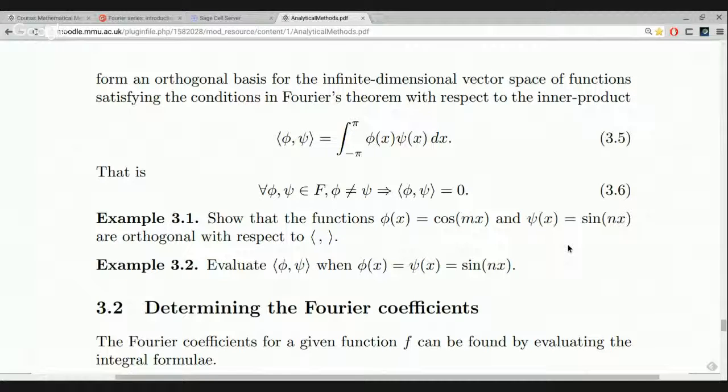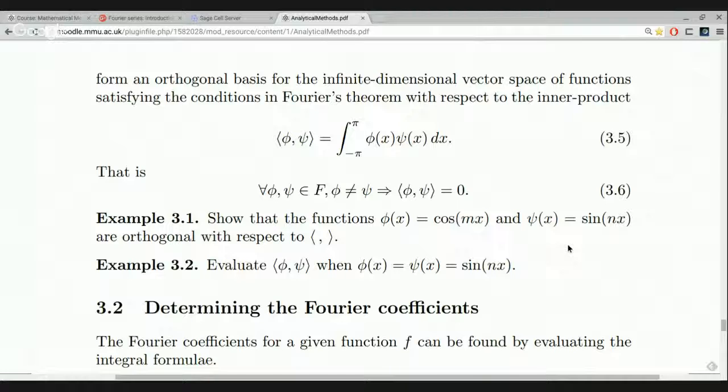And this inner product here tells you how to take two functions, written as phi and psi, in the space. You integrate their product across the interval minus pi to pi. That's going to give you a scalar value. That's going to be an inner product on the space. And this is what will allow us to obtain the Fourier series.